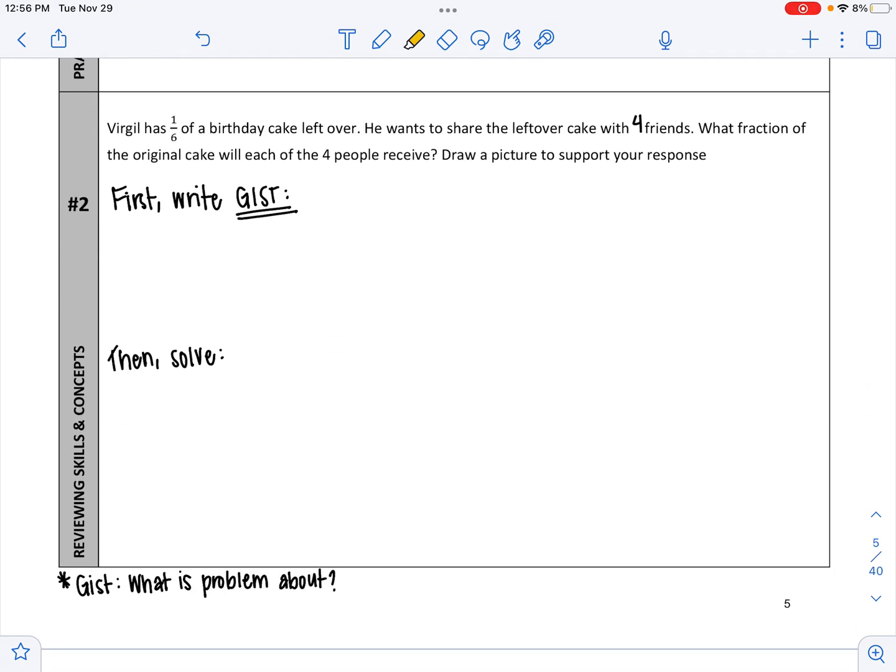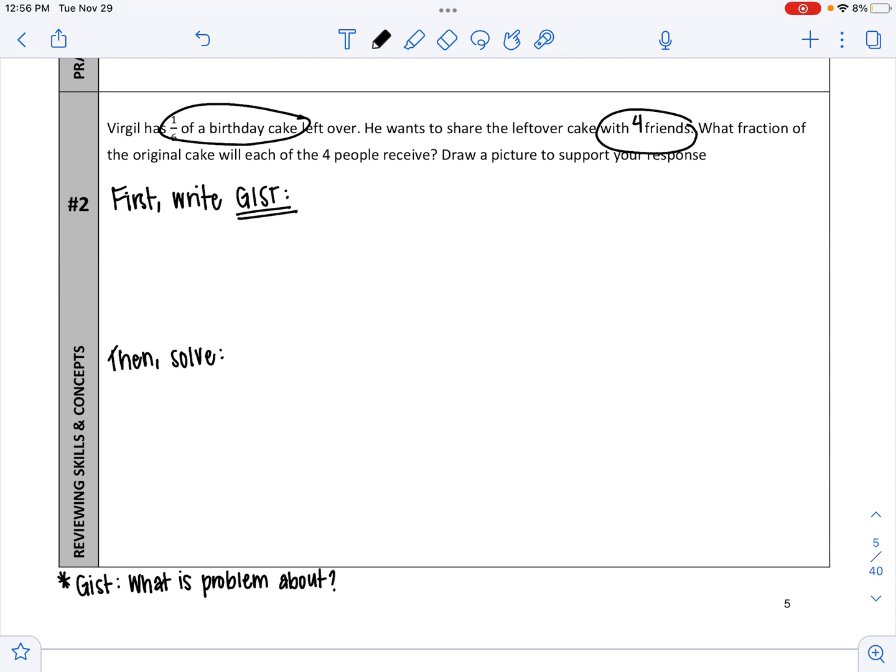Question 2. Virgil has 1/6 of a birthday cake left over. He wants to share the leftover cake with 4 friends. What fraction of the original cake will each of these 4 people receive? Draw a picture to support your response.